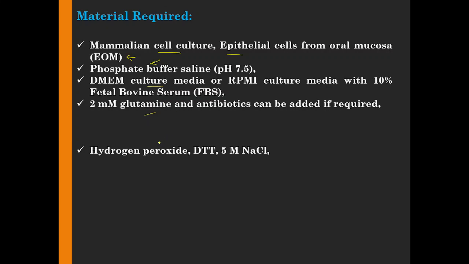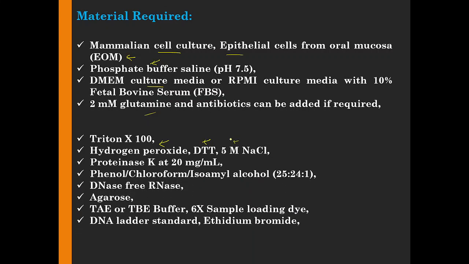Besides this, for the DNA fragmentation, hydrogen peroxide, the DTT, and NaCl, which is a buffer component and can also be used for the precipitation steps. Triton X-100 for the cell lysis part, proteinase K, the phenol chloroform isoamyl alcohol, and DNase free RNase, which is required so that the DNA fragmentation can take place. Then obviously one requires other things like ethidium bromide, the loading dye, and the DNA ladder for the agarose gel. So these are the equipments and the materials which are required.